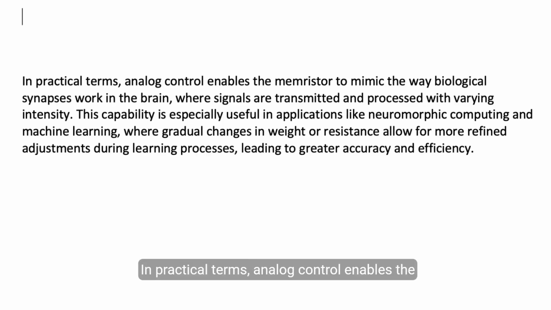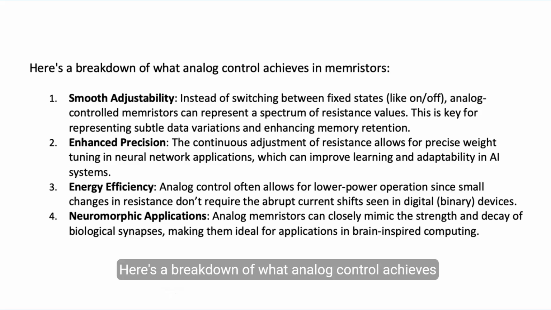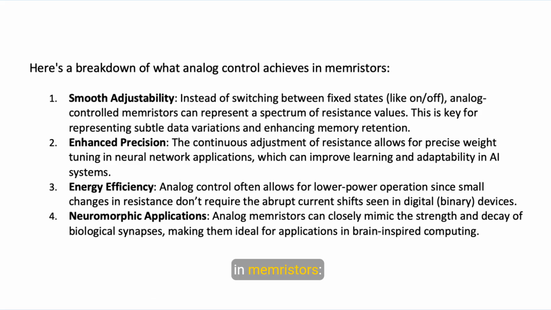In practical terms, analog control enables the memristor to mimic the way biological synapses work in the brain, where signals are transmitted and processed with varying intensity. This capability is especially useful in applications like neuromorphic computing and machine learning, where gradual changes in weight or resistance allow for more refined adjustments during learning processes, leading to greater accuracy and efficiency. Here's a breakdown of what analog control achieves in memristors.